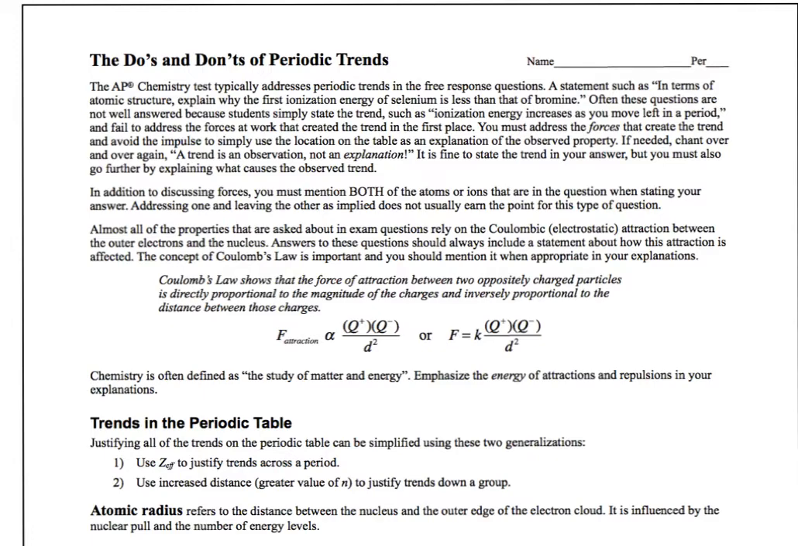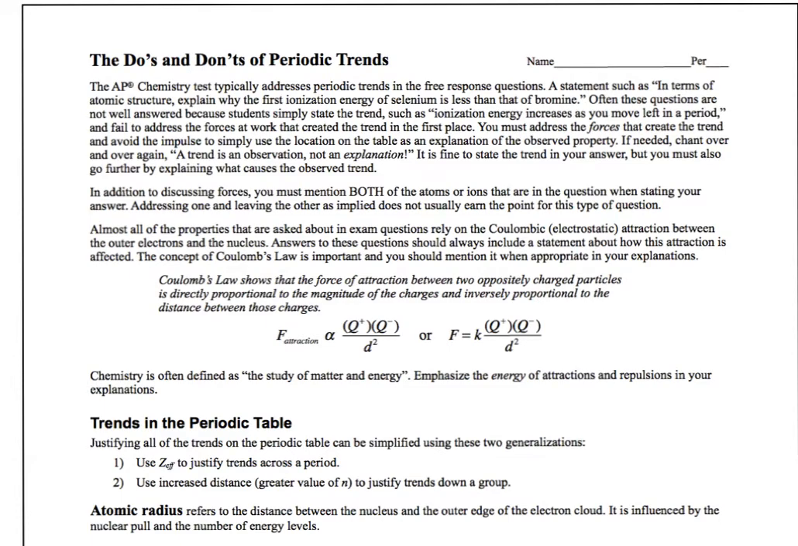So we need to talk about forces, and you also have to talk about both the atoms. So in this one, we would have to talk about selenium and bromine, not just one of them in your answer. If you just leave one or just talk about one, you're implying about the other, and you will not earn any points. So almost all the properties that we're asking about are going to rely on Coulombic attraction, which is the same as electrostatic attraction. And so we will talk about that in some of these slides.